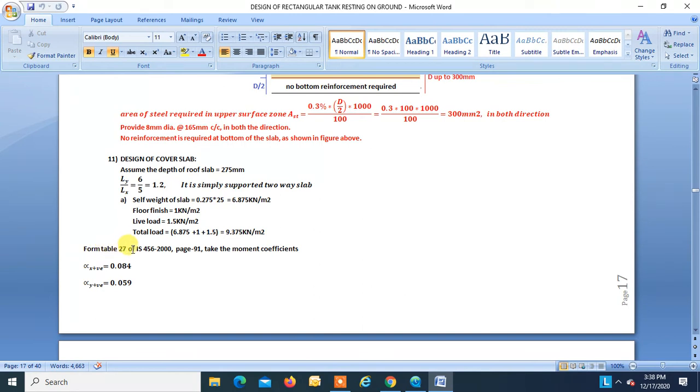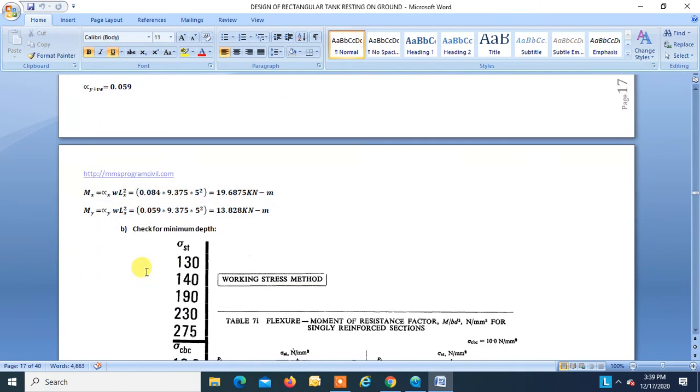Now from table 27 IS 456-2000 page 91, we can get the moment coefficients. Alpha x positive is 0.084, alpha y positive is 0.059. From this you can find the moments Mx, My. Mx is 19.6875, My is 13.828. Okay, so taking the maximum moment for checking the depth of the slab.